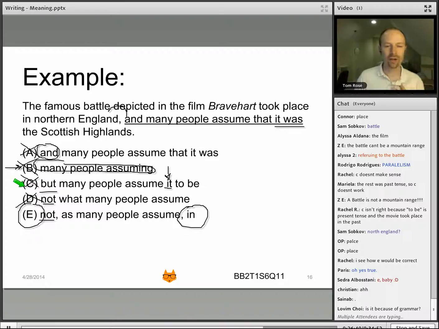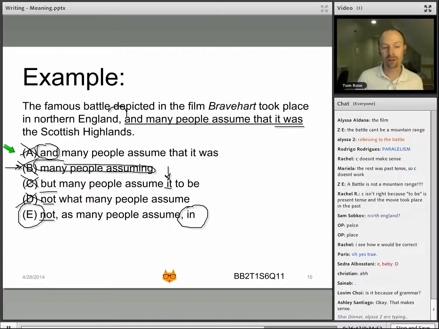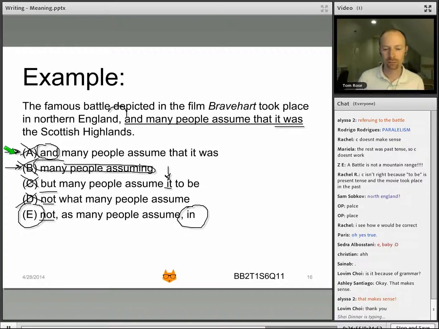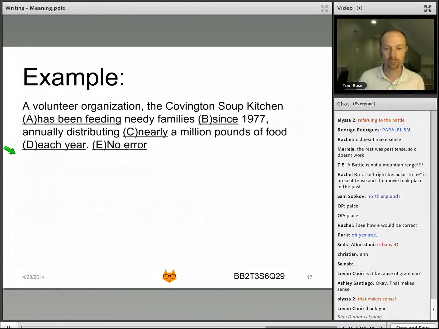All right, important things here for you were to eliminate mainly A for being wrong because it used an improper conjunction to be consistent with the meaning. That's the main takeaway here. The rest of that was gravy. If you got it, great. Here's another one.